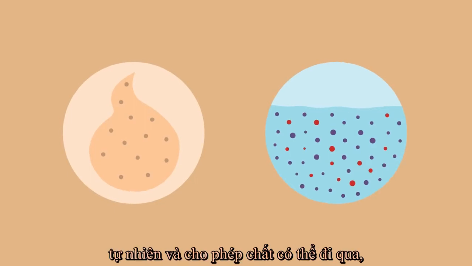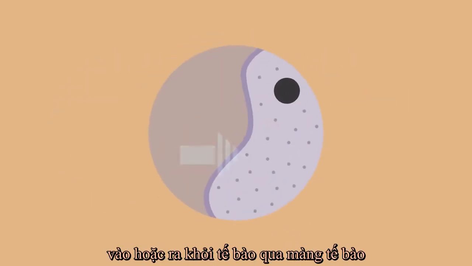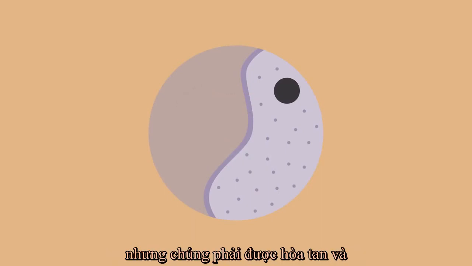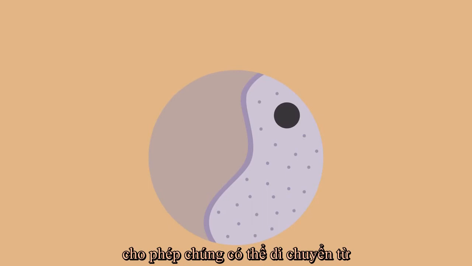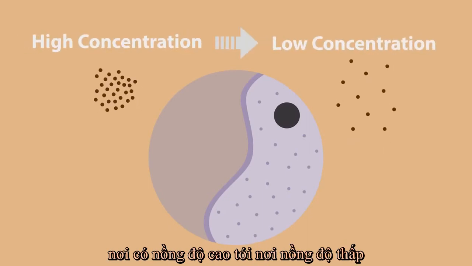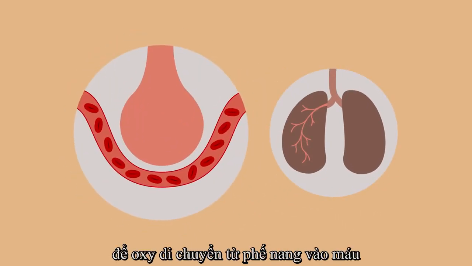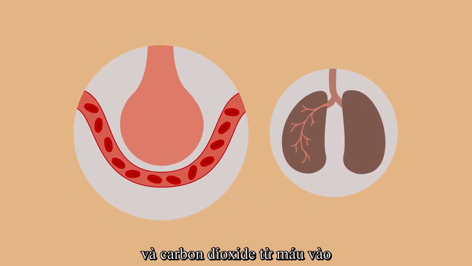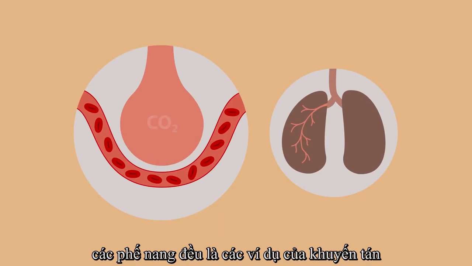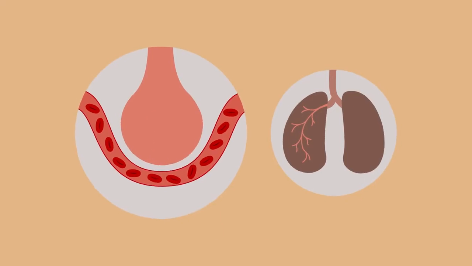Diffusion is seen throughout nature, and allows substances to pass into or out of cells across the cell membrane. But they must be dissolved, and there must be a concentration gradient that they can move down, from high concentration to low concentration. Gas exchange in the lungs, so oxygen moving from the alveoli into the blood, and carbon dioxide from the blood into the alveoli, are both great examples of diffusion.